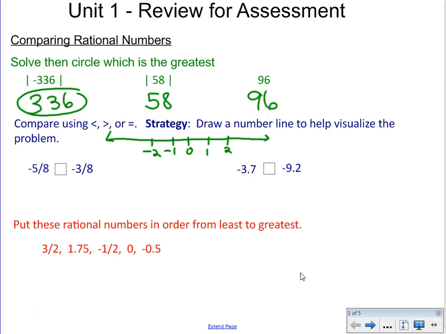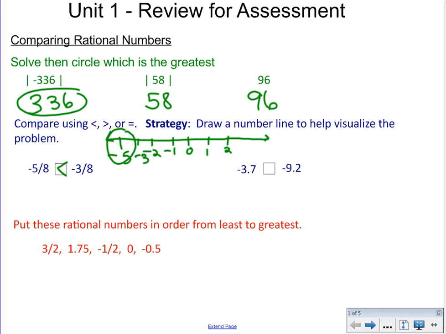Okay, now we're going to be comparing using less than, greater than, or equal to. If you need to, draw a number line to help you visualize the problem. In the first two, we're going to be comparing the rational numbers negative 5/8 and negative 3/8. Which one is more negative? Well, negative 5 is more negative than negative 3. Negative 5 would be down here somewhere, and negative 3 would be around here. So negative 5 is more negative, so it would be less than negative 3/8.